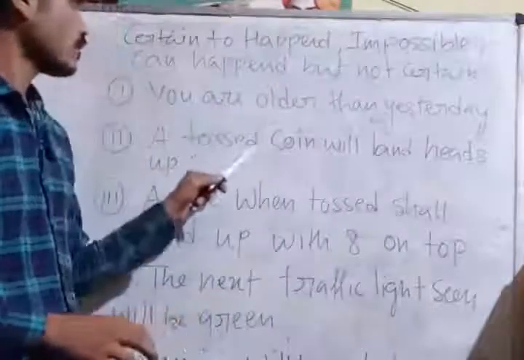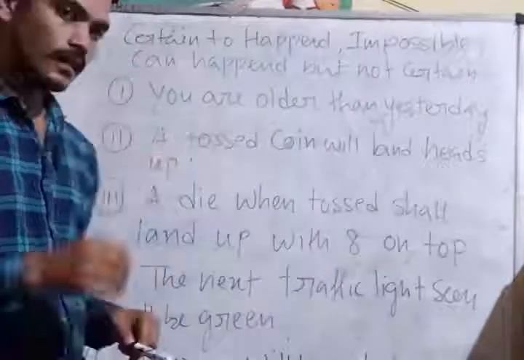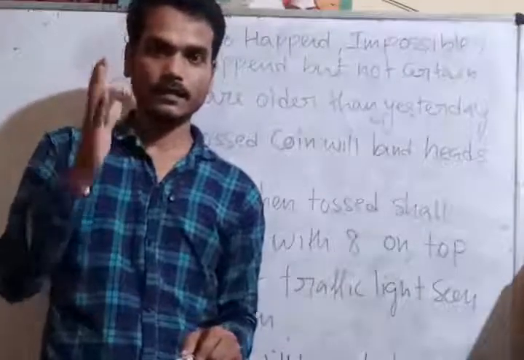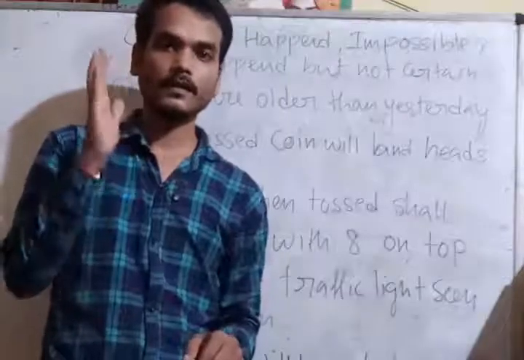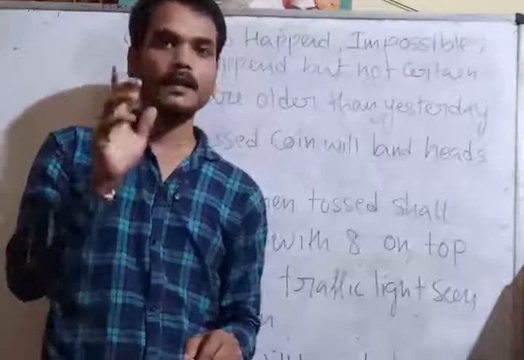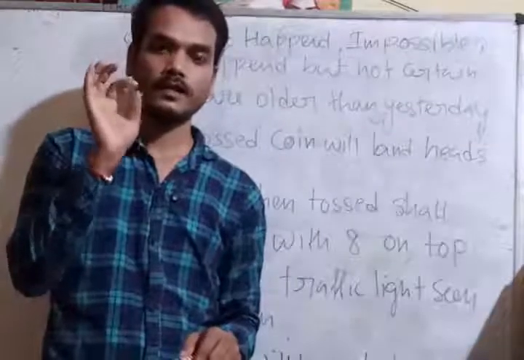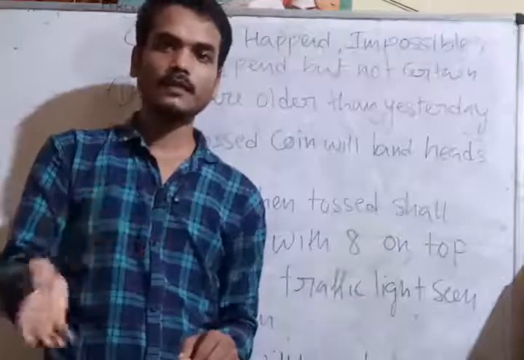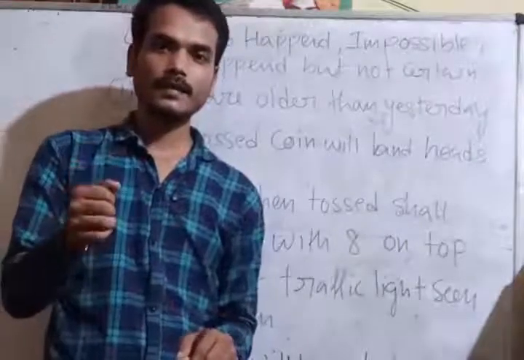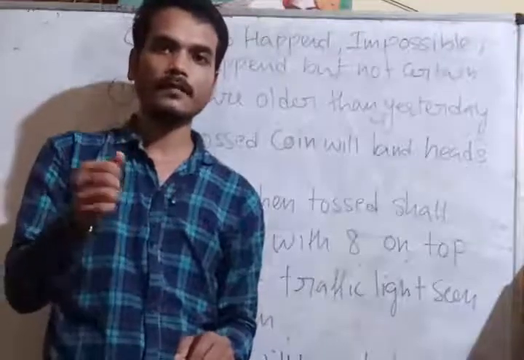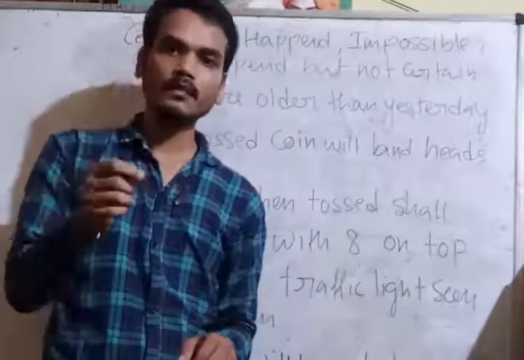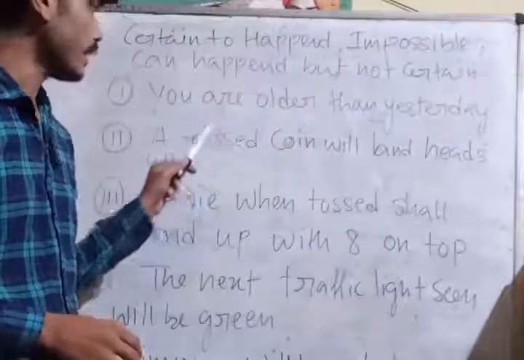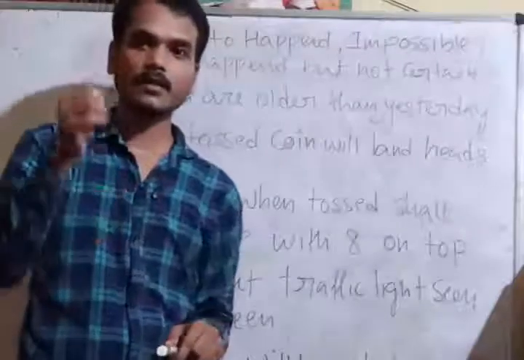Next one is: a tossed coin will land heads up. If you toss a coin, it is said that it will land heads up, means you will get head only. This is the question. It may happen, but this is not fixed. It may happen, because tail is also there, you may get tail also. It is not fixed that every time you will get head only. That is why in this case the answer will be can happen but not certain. So for question number 2, a tossed coin will land heads up, this is can happen but not certain.